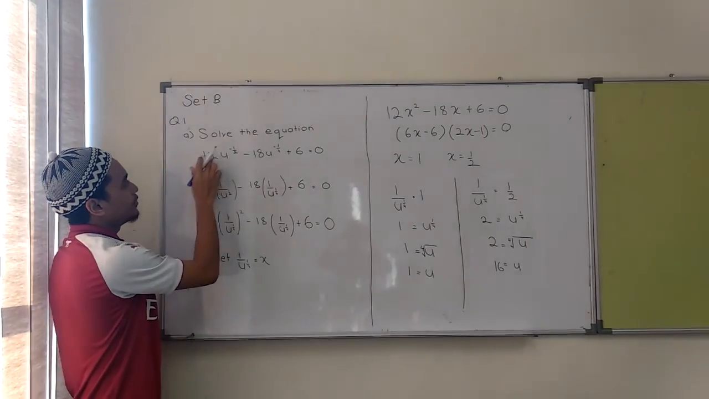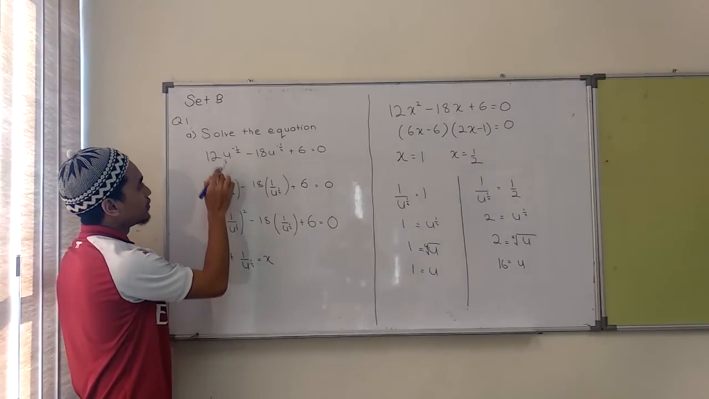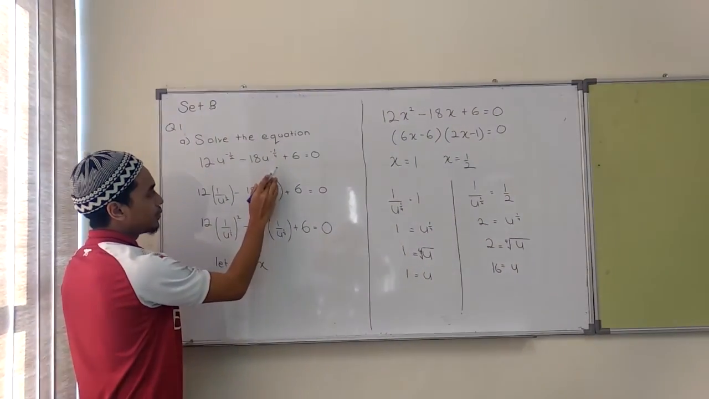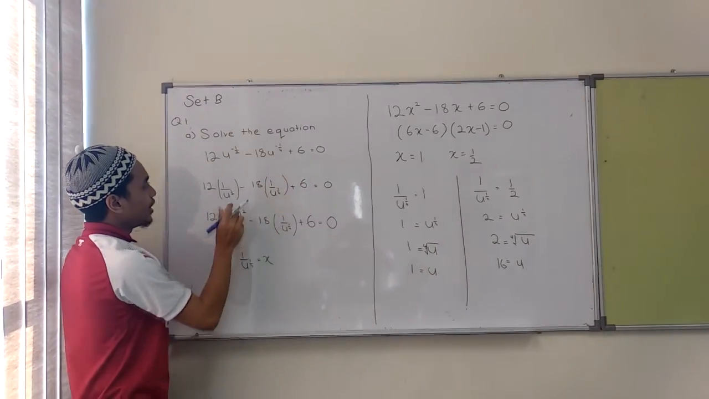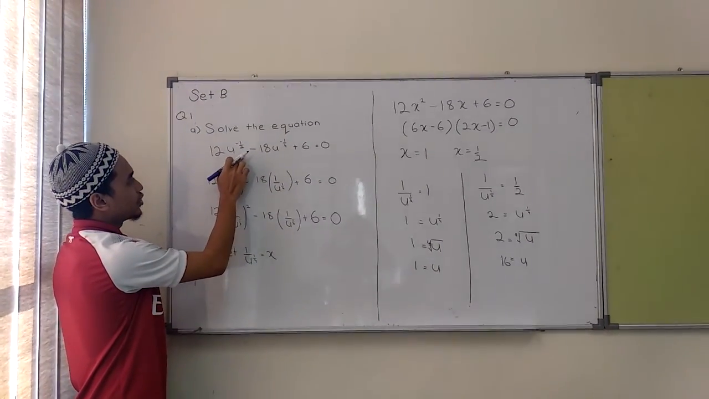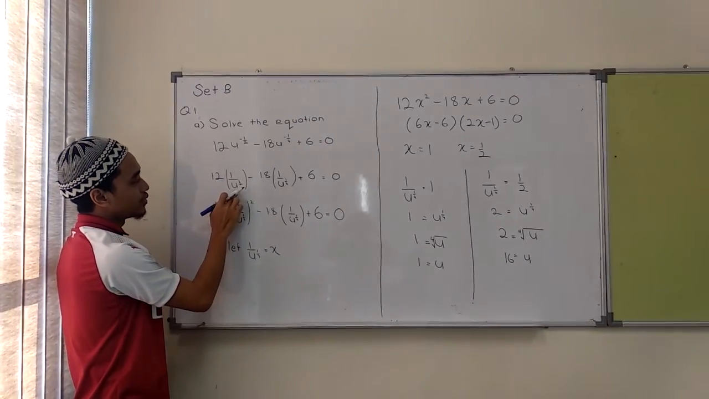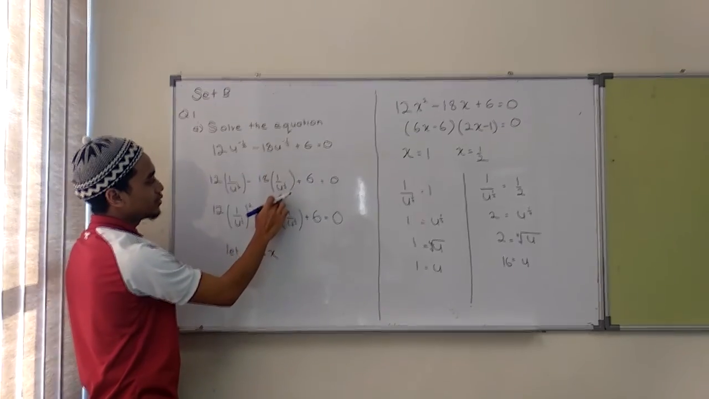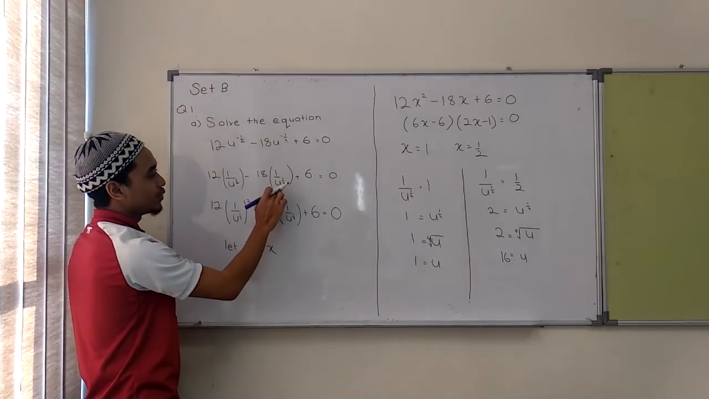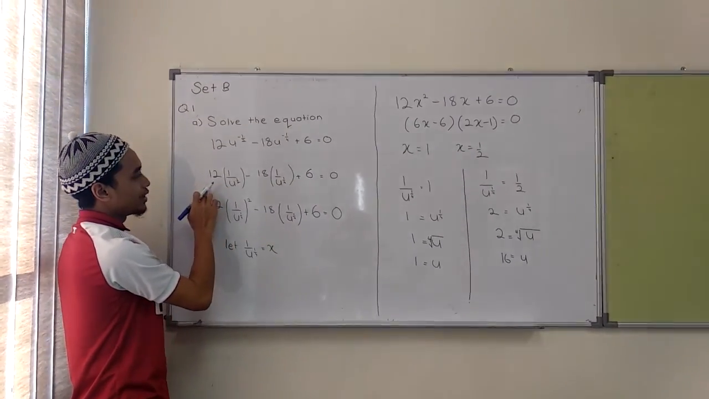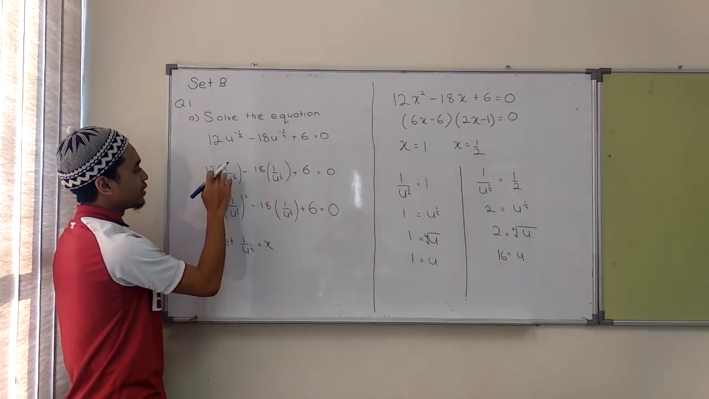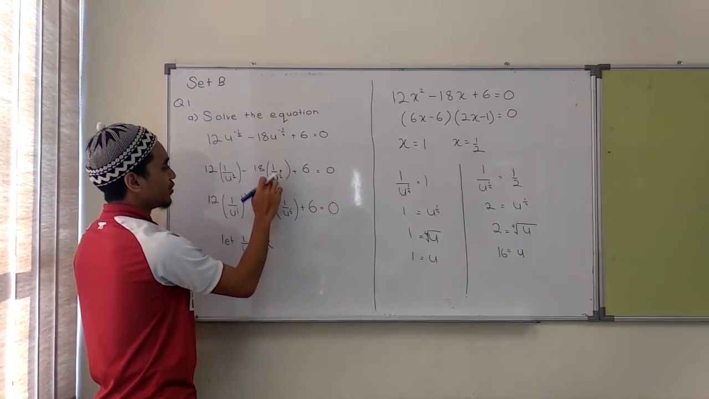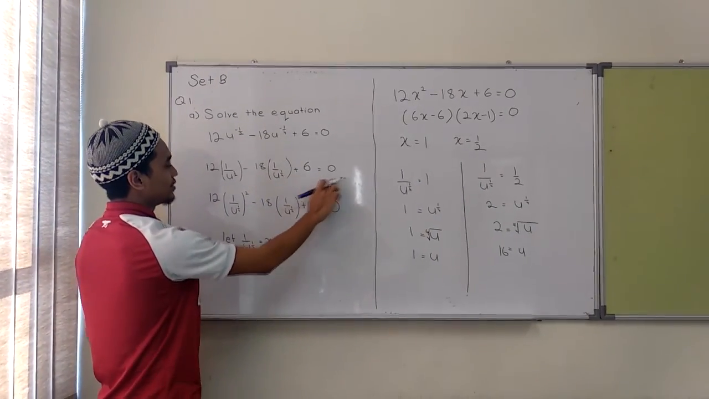The question is, solve the equation 12u to the power of -1/2 minus 18u to the power of -1/4 plus 6 equals to 0. And then u to the power of -1/2 is equal to 1/u to the power of 1/2. U to the power of -1/4 is equal to 1/u to the power of 1/4. And then we make it into this form, 12 times 1/u to the power of 1/2 minus 18 times 1/u to the power of 1/4 plus 6 equals to 0.